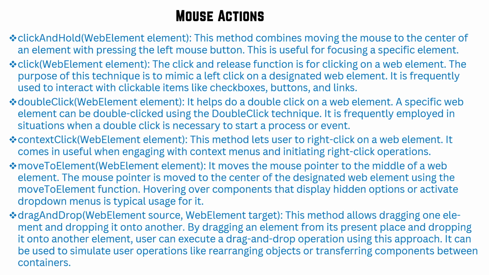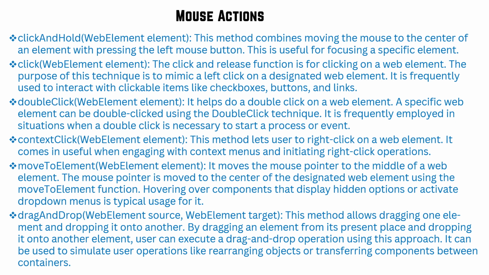Context click is nothing but right click. This method lets the user right click on a web element. It comes in useful when engaging with context menus. There might be menus and submenus, right? You need to do the right click, initiating the right click operation. Move to element moves the mouse pointer to the middle of a web element. The mouse pointer is moved to the center of the designated web element using the move to element function. Hovering over components that display hidden options or activate drop-down menus is its typical usage.